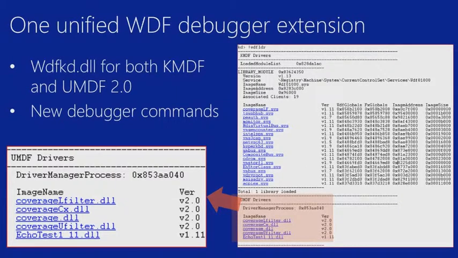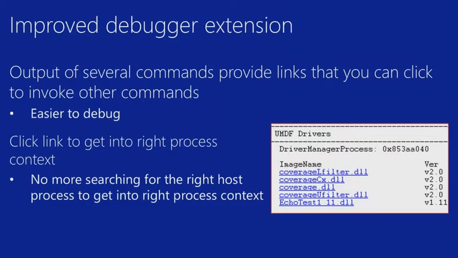There are also new debugger commands that we added to the extension. We now have an improved debugger extension as well. For example, the output of several commands provides links that you can click to invoke other commands. So it's easier to debug. As you can see here in the snip, the commands have links, and clicking on those links executes certain commands. This is especially useful for UMDF.